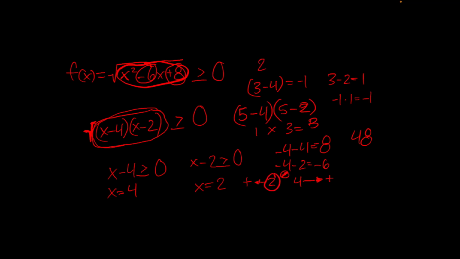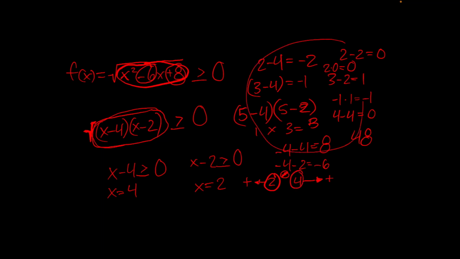Well, 2 minus 4 equals negative 2. 2 minus 2 equals 0. 2 times 0 equals 0. We can take the square root of 0, so we can include 2. And now what about 4? 4 minus 4 equals 0, and anything times 0 equals 0. So we can include 4 as well.